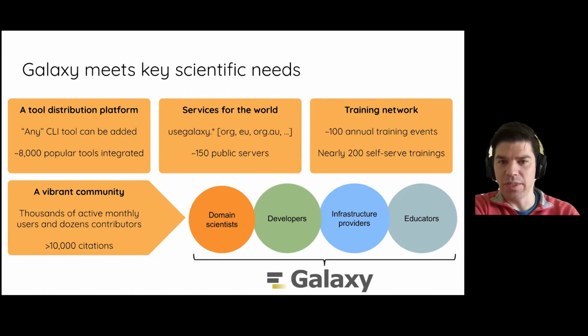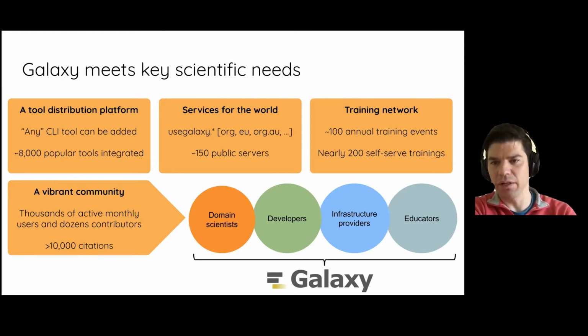Galaxy also runs a set of services for the world. UseGalaxy.star, as we commonly refer to it, is a set of common, general purpose Galaxy servers available at usegalaxy.org, .eu, .org.au, and .fr. There are a number of these servers that are free to use and available at any point in time. In addition to these general purpose servers, there are about 150 public servers that have been stood up by various groups and organizations around the world that promote their own tool sets or specific domains.